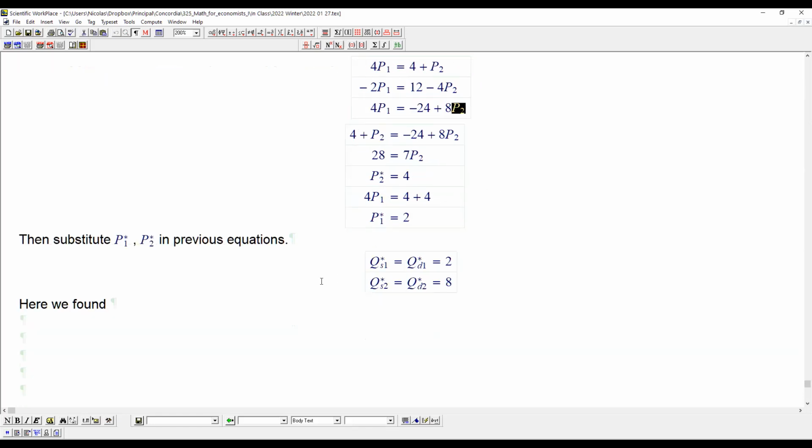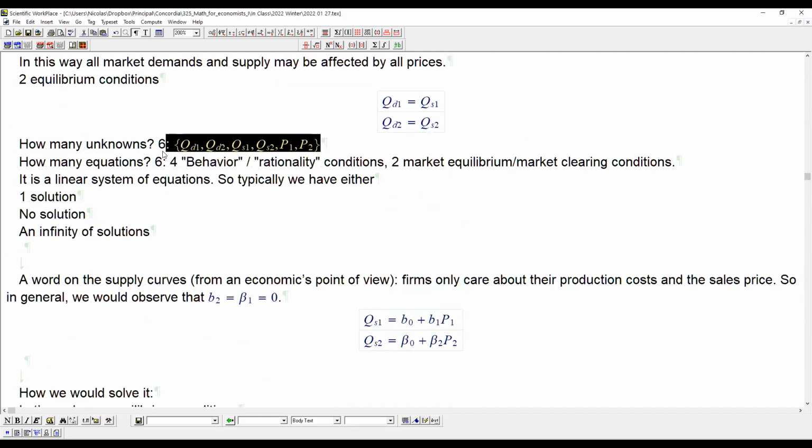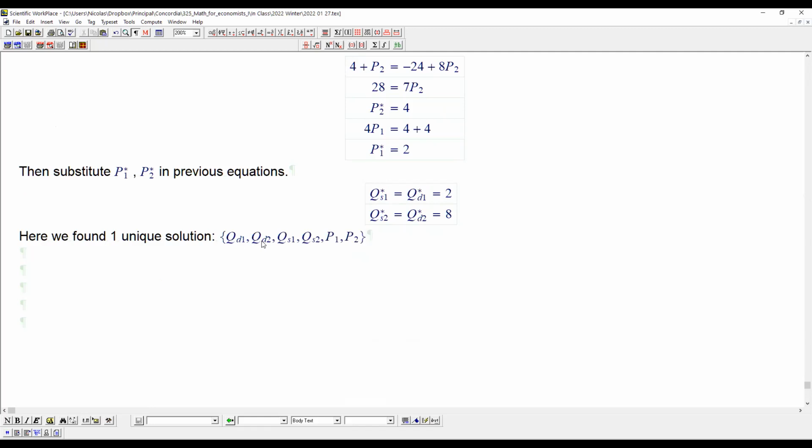So we found one solution, one unique. Which is 2, 8, 2, 8, and 2, 4. All right. So that's the solution we found.